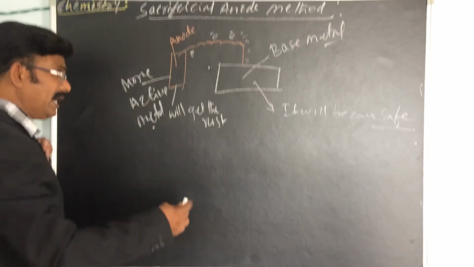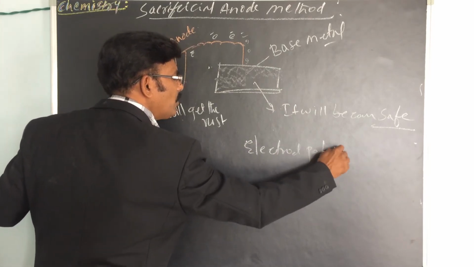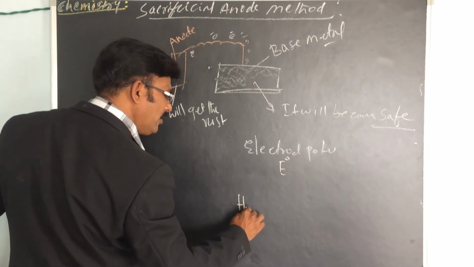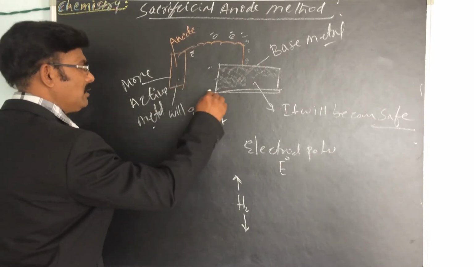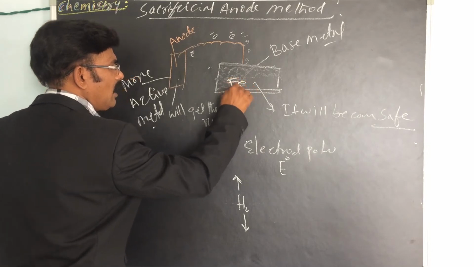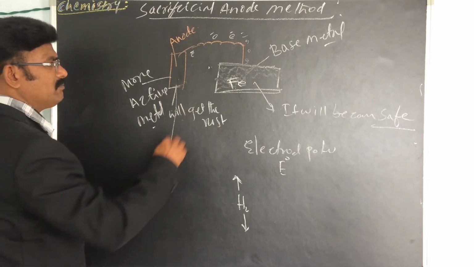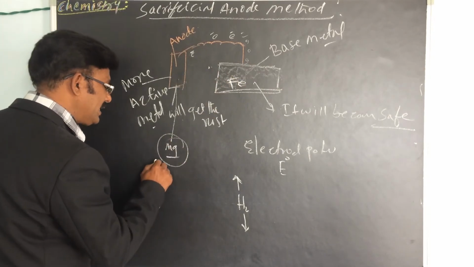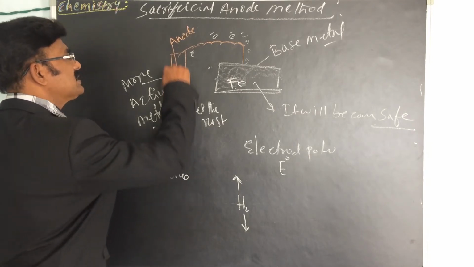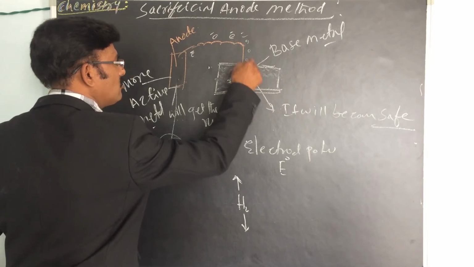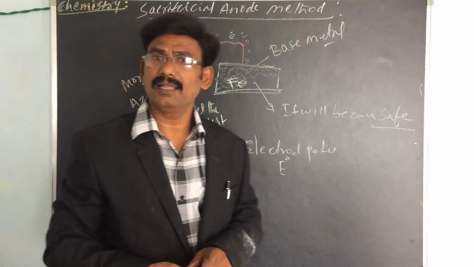For example, we have to look at the electrode potential value, the E value, with metals below hydrogen and above hydrogen. Here, for example, the base metal is iron, and the more active anode metal we can take is magnesium. Magnesium is more active than iron, so it will get rusted slowly because it is connected by the wire to the base metal. Whenever it rusts, the electrons are passed slowly. This is the concept of the anodic sacrificial method.